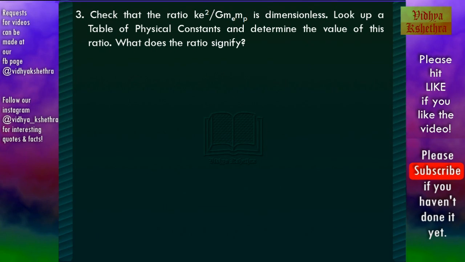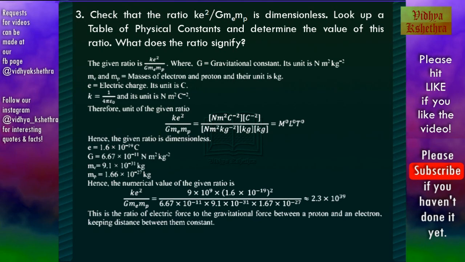Now we can see the third problem. Check that the ratio K e square by capital G into m_e into m_p is dimensionless. Look up a table of physical constants and determine the value of this ratio. What does the ratio signify?